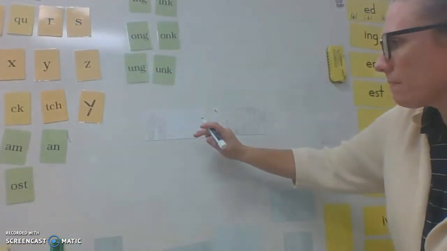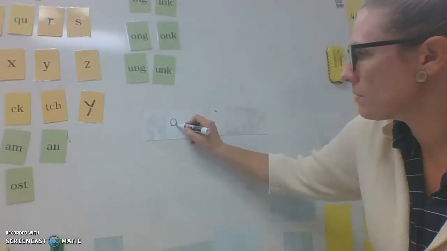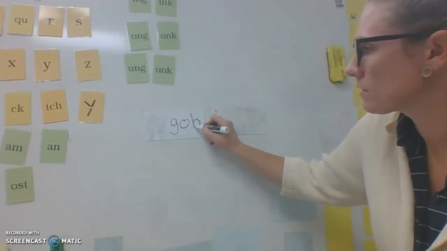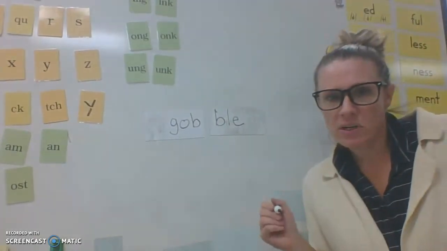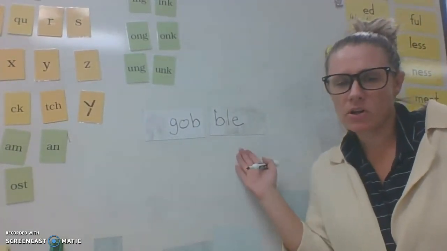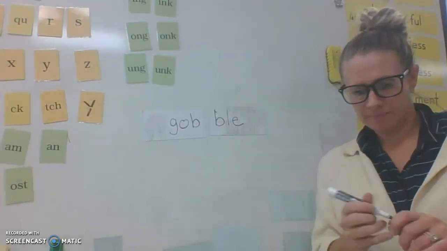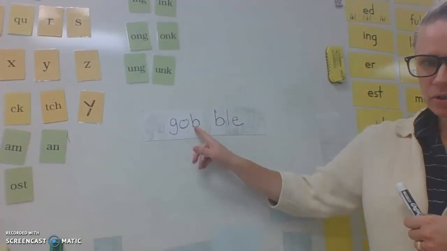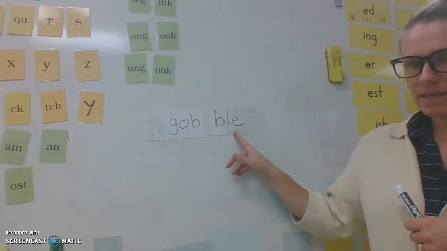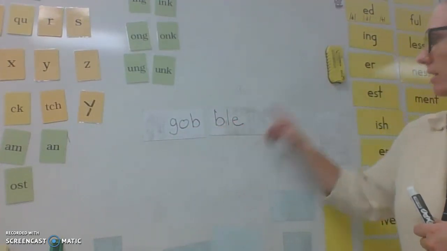Okay, can you see my syllable frames? I know they're a little tricky. I'm going to write one syllable here, and one over here. What's the word? Gobble. Gobble. What kind of syllable is this? Closed. And what kind of syllable is this? Consonant LE.